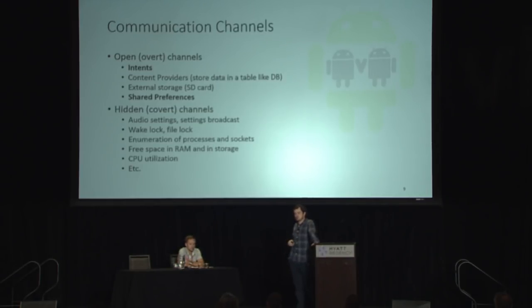Obviously, again, you need to check if the user is listening to music or doing something else, because if the volume starts going up and down, it will be a strange behavior. There are also many other hidden or covert channels, and most of them are the kind of covert channels that exist in many other platforms or computer systems. So we can use enumeration of processes and sockets. We can also modulate the free space on the RAM or the storage. We could also modulate the usage of the CPU to send information to other processes.